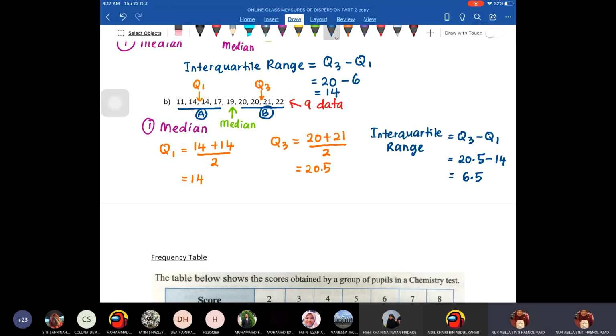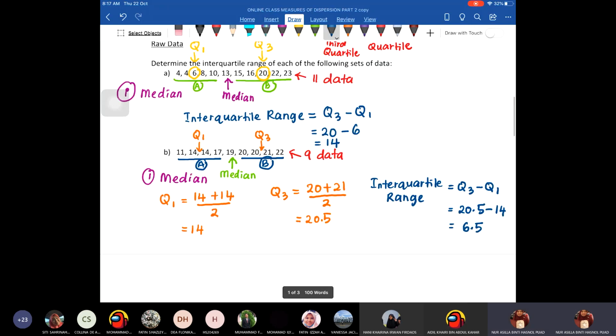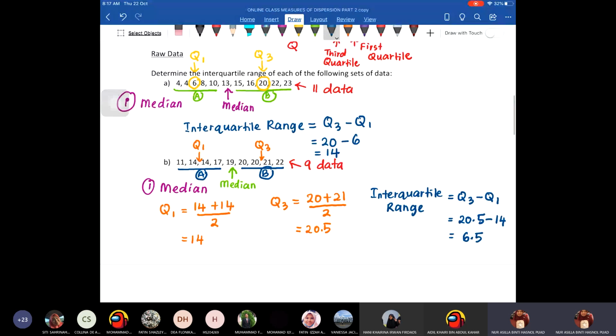Okay, so there's a difference between raw data in A and also in B. If you look, in A, my group A has a middle data, but in B, my group A has no middle data, so we take the average. Okay, so this is how we handle raw data, how we find interquartile range using raw data.